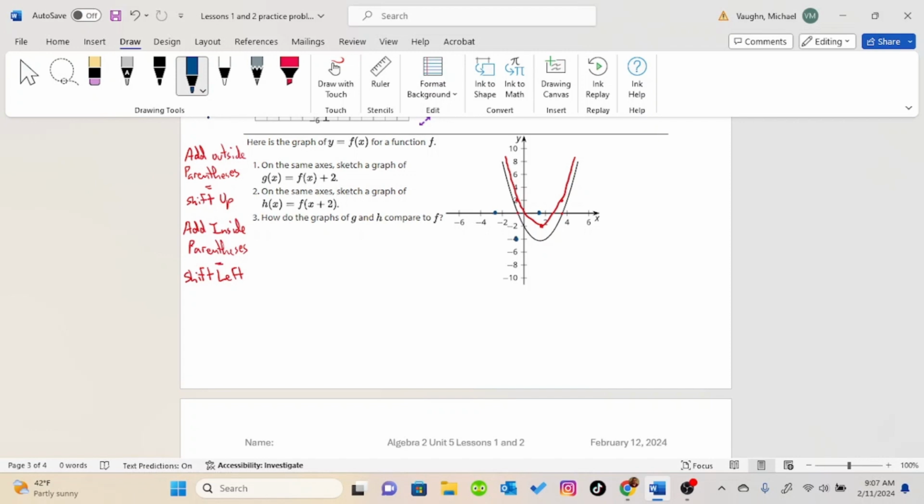So now I've shifted these 3 points, my 2 x-intercepts and my vertex, I've shifted them all left 2, and then I can draw the graph of my parabola.